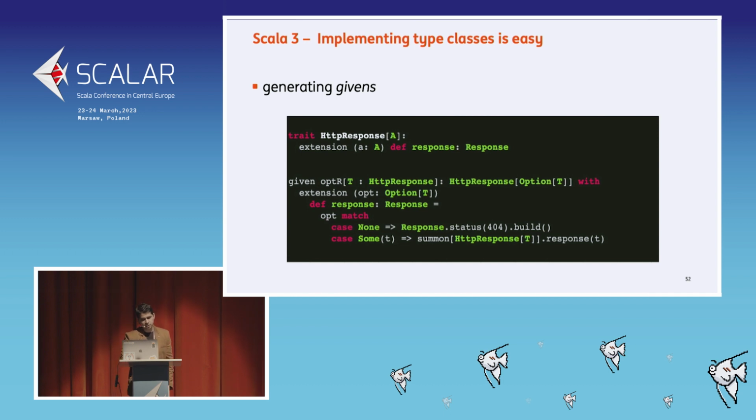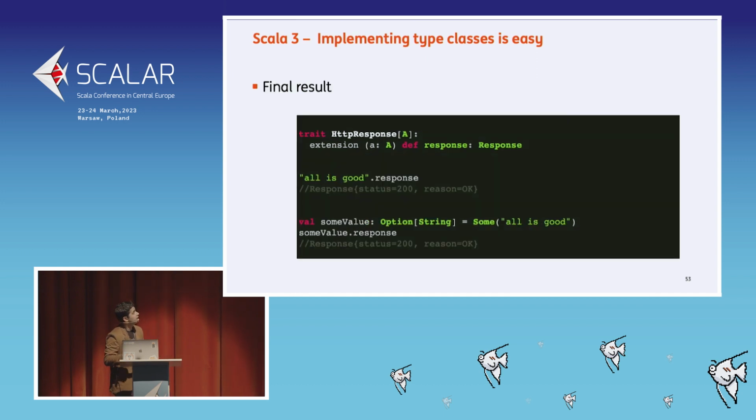So you can use givens with context bound, and that is basically the rule saying that there must be a type of HTTP response of T for a given of HTTP response of option of T to exist. And that's basically how you can generate new types from existing types with this given keyword. Once we have our implementations and the type class, we can just use them for the idea that we had, that given any type, we want to generate a response out of it. And that's all working fine.